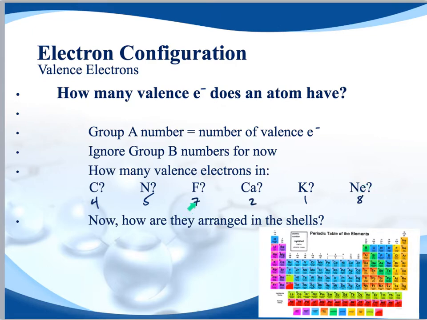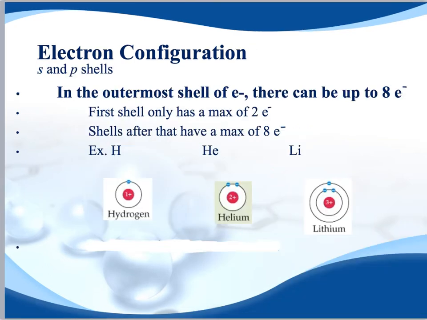You should have gotten 7 for fluorine, 2 for calcium, and 8 for neon. So hopefully you got that. The next question is, how are they arranged in the shells? How does this actually happen? As you can kind of guess here, the family numbers, at least for group A elements, tell us the number of valence electrons, which is really helpful, which means everything in the same family has the same number of valence electrons. So how does that happen? Now we need to look at that.